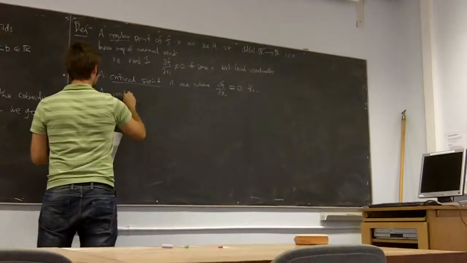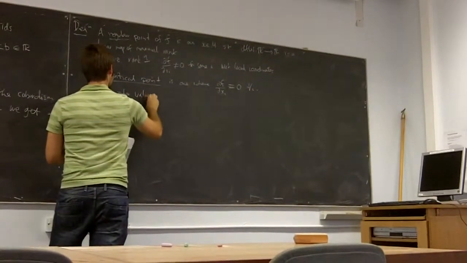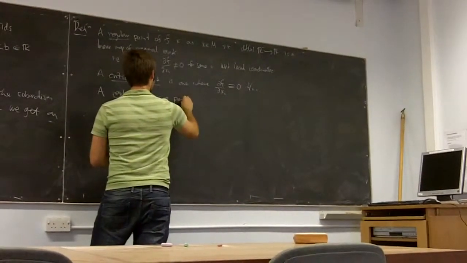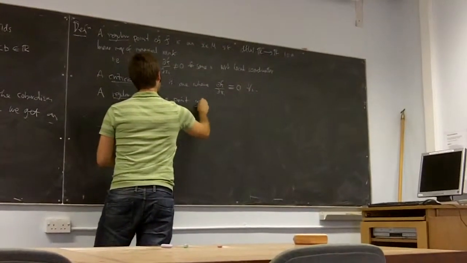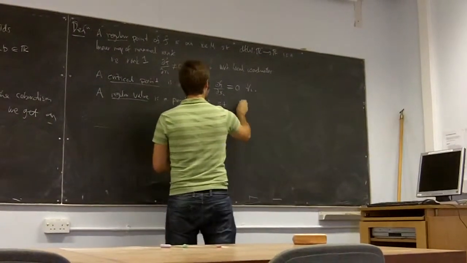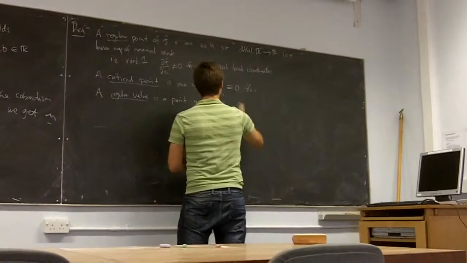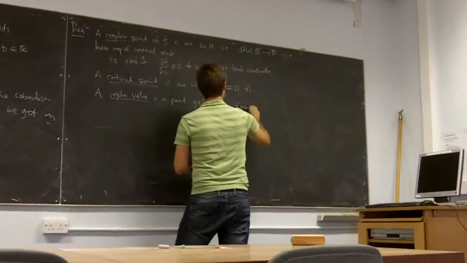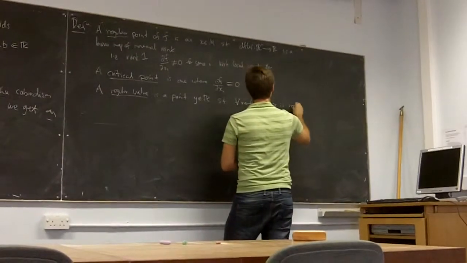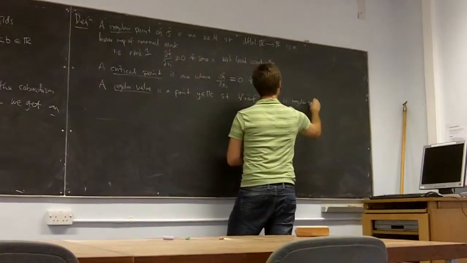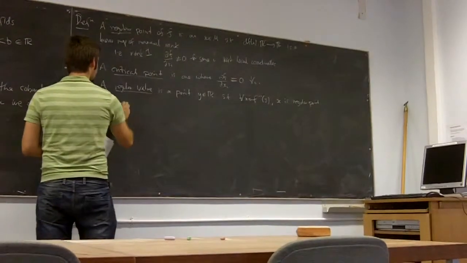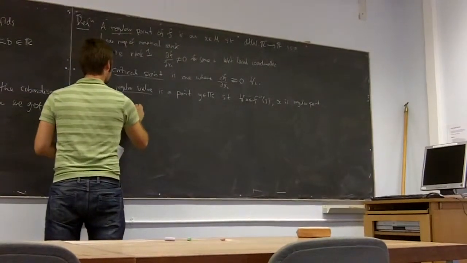So a regular value is a point in the image, so y in R, such that for all x in the inverse image of y, x is a regular point. And then it's critical otherwise.